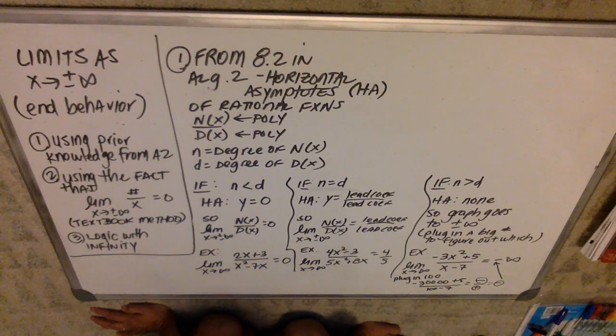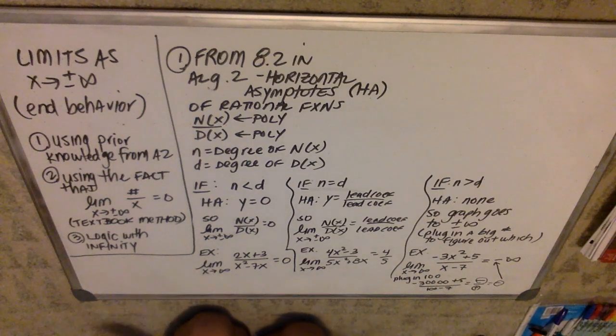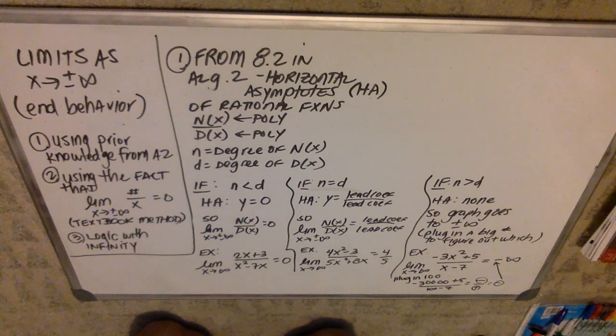So here are the three ways that we're going to address this. Number one, I'm going to delve into some prior knowledge that we have from Algebra 2. If you had me for Algebra 2, it would be from section 8.2 in your Algebra 2 book, just like the vertical asymptotes were in the last video. The second way is using the fact that the limit as x approaches positive or negative infinity of a number on top of an x is 0, which is the method the textbook uses. And the third method is just logicking through stuff that has infinities involved, and the logic that some infinities are in fact larger than others. So that's the plan.